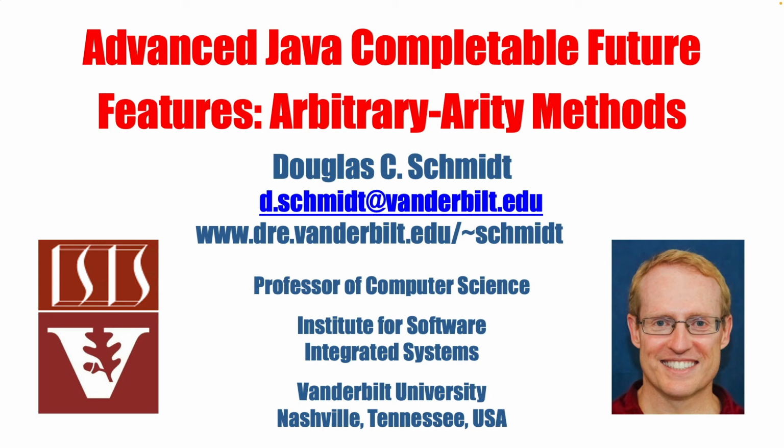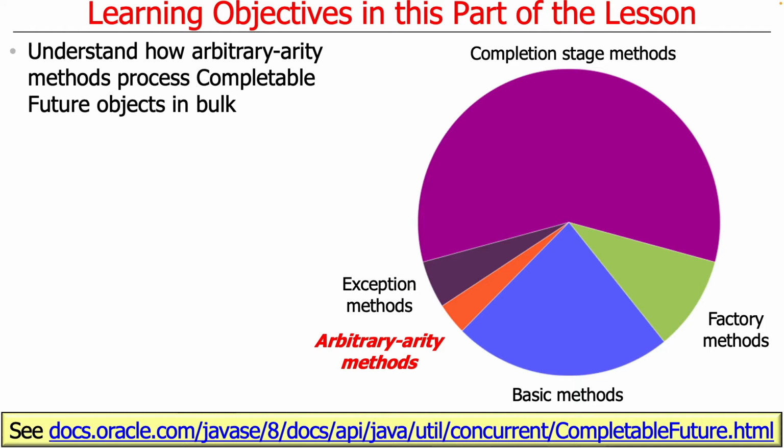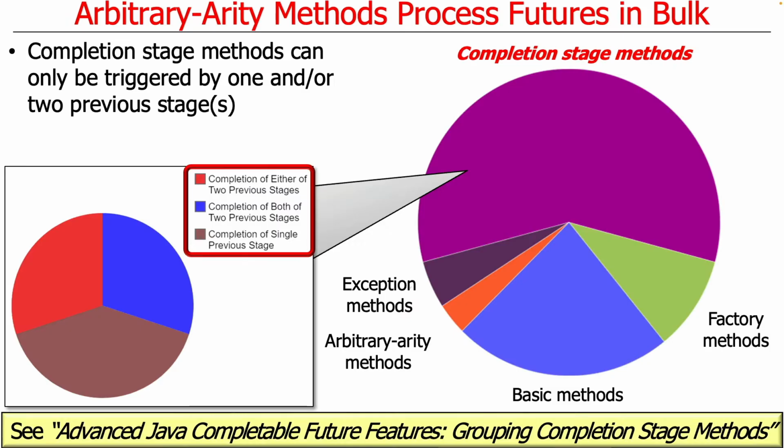We're now going to turn our attention to the final set of Java completable future methods, the so-called arbitrary-arity methods. We use arbitrary-arity methods to process completable future objects in bulk or en masse. So let's talk a bit about that.